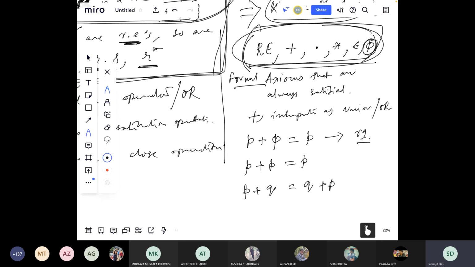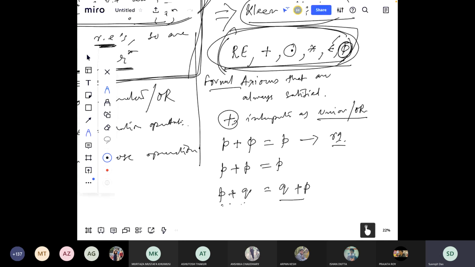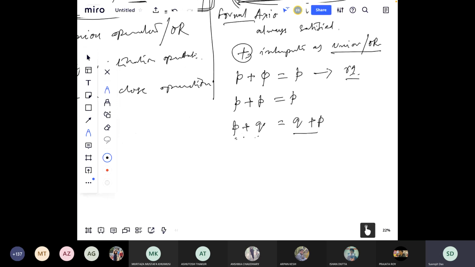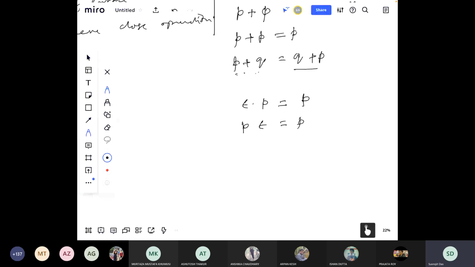Similarly, with the dot operator and epsilon, you can have operations like epsilon followed by P. If P is a regular expression, epsilon followed by P is always P. P followed by epsilon is always P. If P is a regular expression, P followed by Q followed by R, I am giving brackets just to categorize, this bracket has no meaning, so it will be the same as PQR.